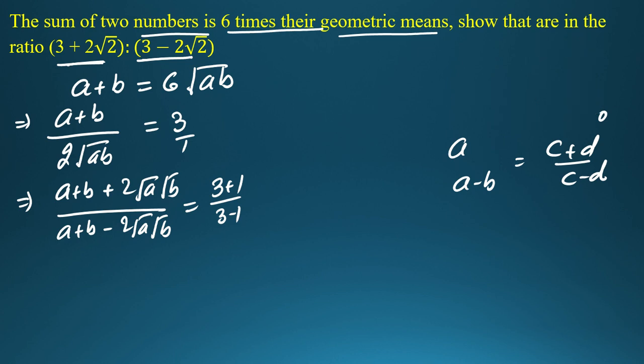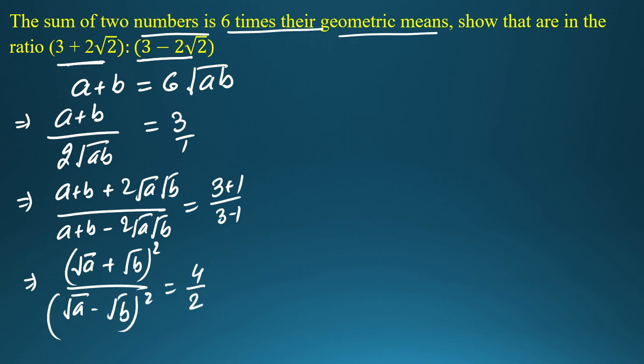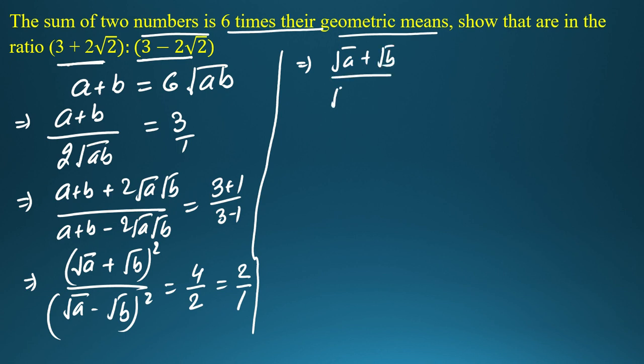So we have to just convert into the identity of (a + b) whole square or (a − b) whole square. So what we can do, see, I am writing directly: (√a + √b)² divided by (√a − √b)² is equal to 4 divided by 2, means 2 upon 1. Now taking the square root of both the sides, it will be (√a + √b)/(√a − √b) = √2/1.